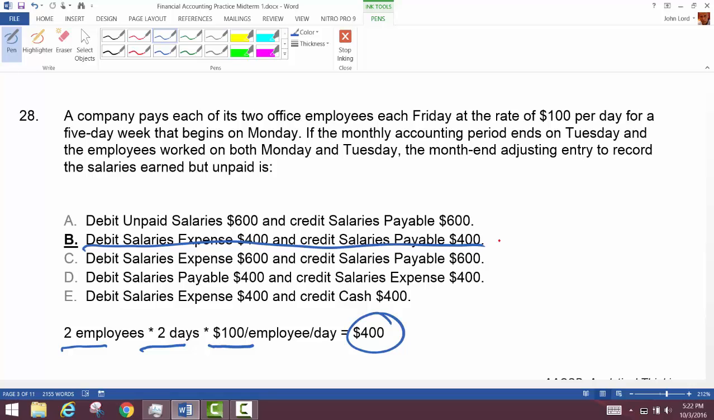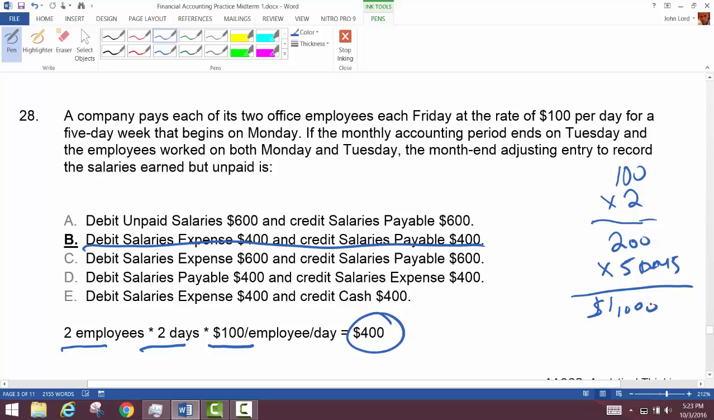5 days. Ends on Friday. 2 employees, $100 a day. How many employees? 2 employees. That's $200 a day for how many days? For 5 days, right? So we're going to owe them $1,000.